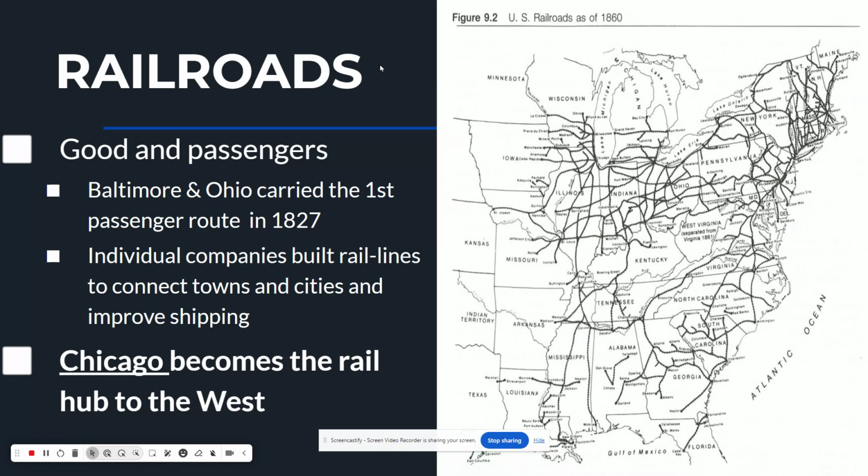The big place in the Midwest where you see a lot of railroad hubs is the city of Chicago on Lake Michigan, which is here.